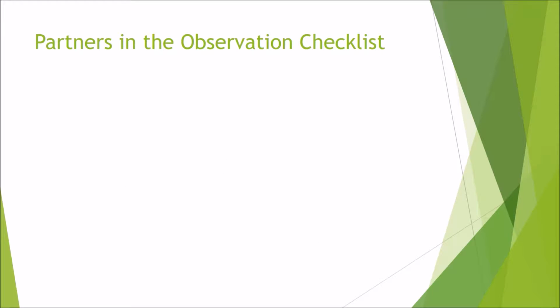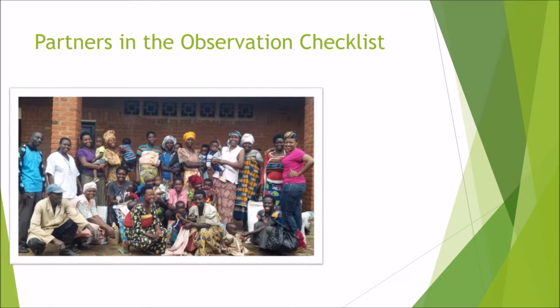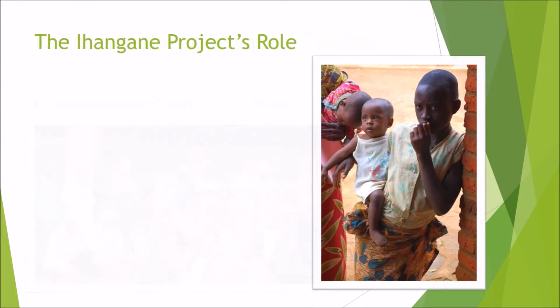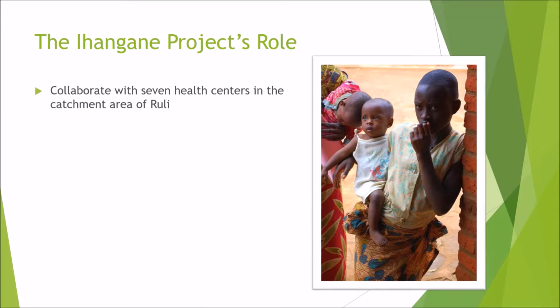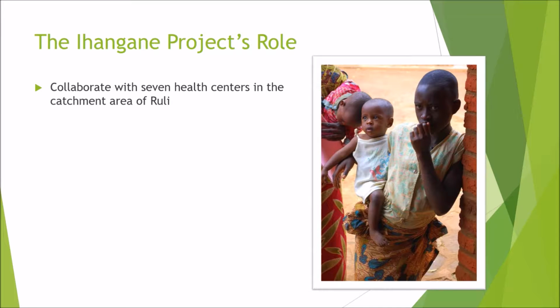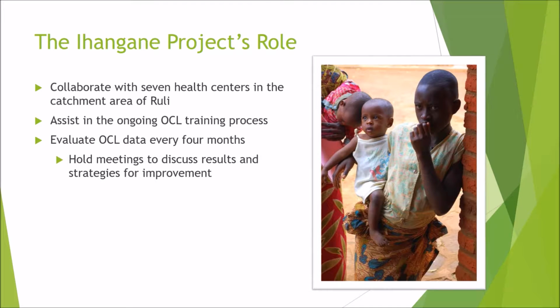The OCL process will consist of two main partners. These are the Ihangane Project team and nurses at the local clinics. The Ihangane Project will be responsible for collaborating with the 7 health centers in the catchment area of Ruli. They will also assist in the ongoing OCL training process to ensure that the data collection and reporting process is being completed accurately. The data collected will be evaluated every 4 months. Staff members from TIP will then hold meetings to discuss the results and strategies for continuous improvement.